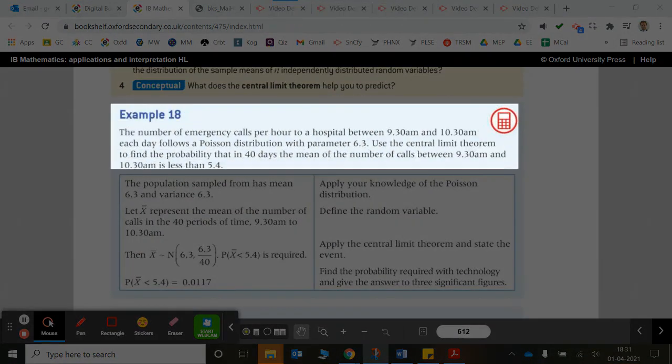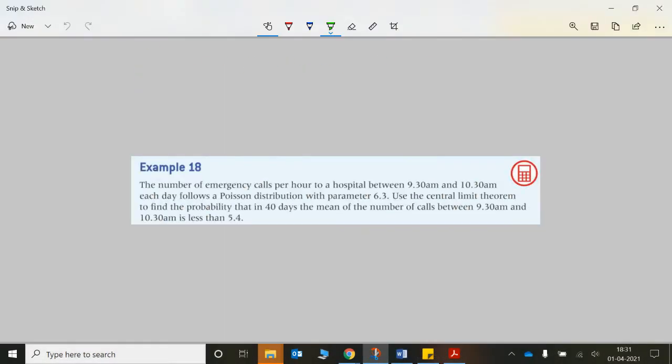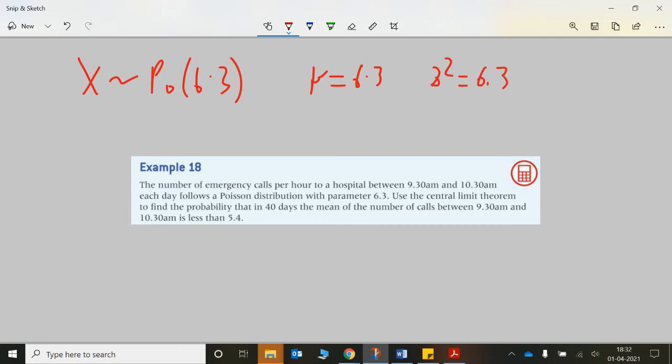Let's check this one out. Okay, so this one says the number of emergency calls per hour to a hospital between 9:30 a.m. and 10:30 a.m. each day follows a Poisson distribution with a parameter of 6.3. So we're saying X is Poisson distributed with 6.3 as our parameter. Okay, so we also know that lambda is representing both the variance and the mean in this case. So mu is 6.3 and the variance, so sigma squared, is also equal to 6.3 here.